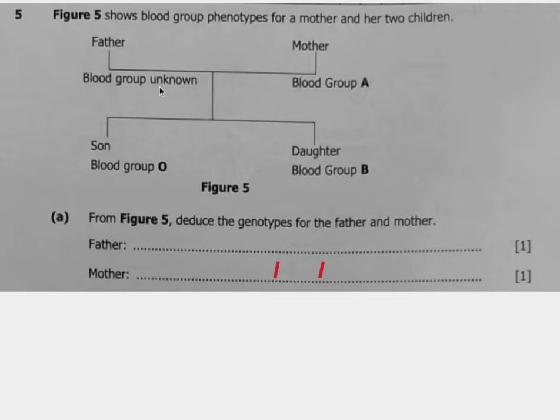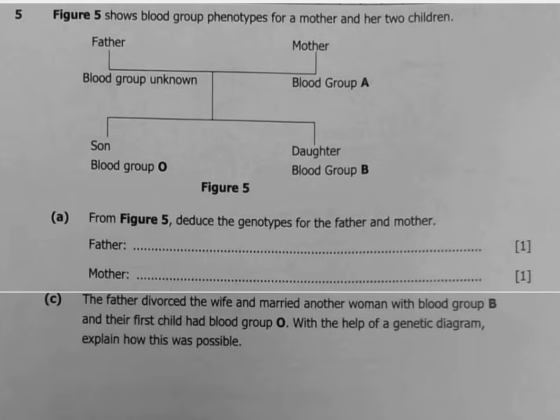So let's see the second question, which is saying the father divorced the wife. We know that the wife is having blood group A, and the father is having blood group B heterozygous dominant. So the father decided to divorce the wife and married another woman with blood group B. You don't know if this woman that the father married was having blood group B heterozygous or homozygous dominant.